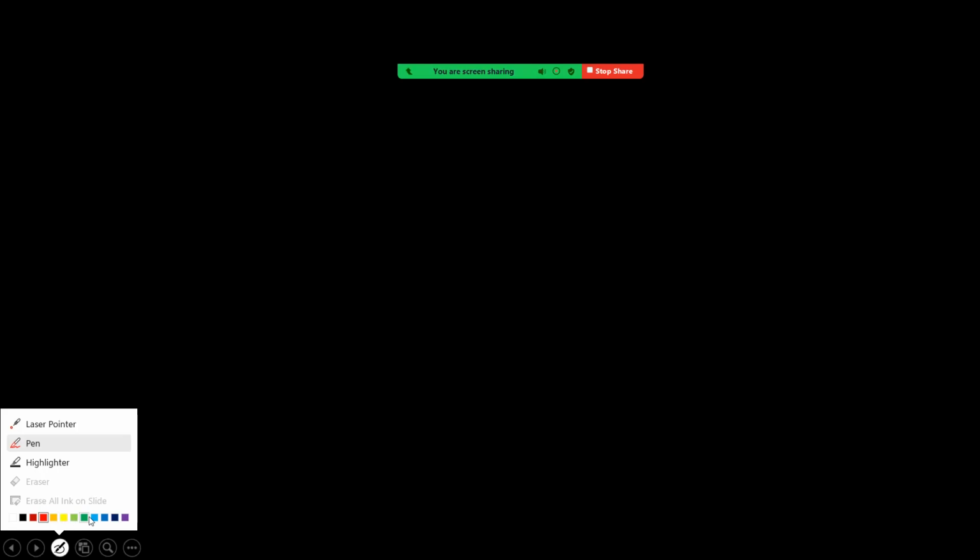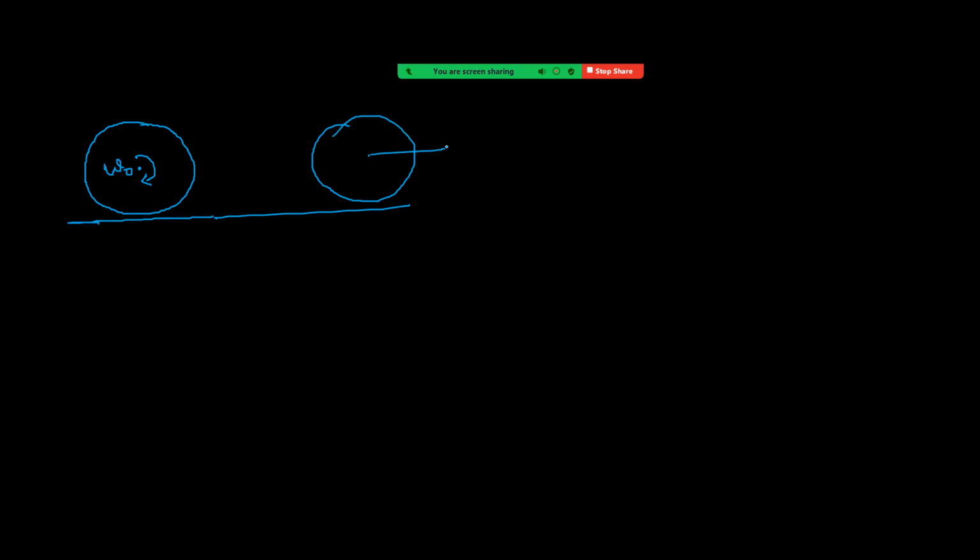So it is a ring. It is a ring initially having only rotation, no translation. After some time, rolling starts without slipping. Let us say the velocity is v for the center of mass, which we have to calculate, and this is omega. Since it is now rolling on the ground, omega equals v by r.